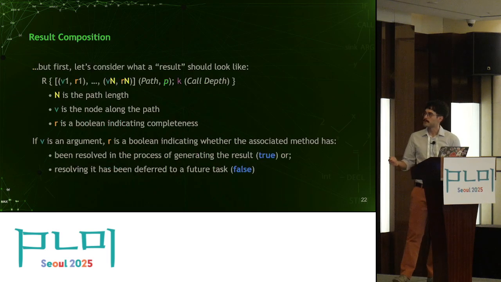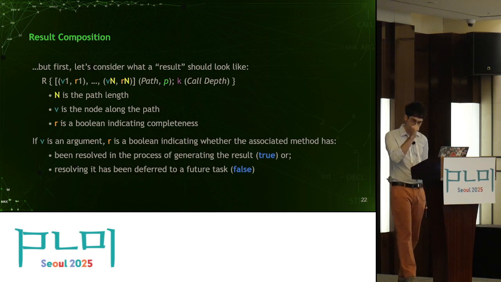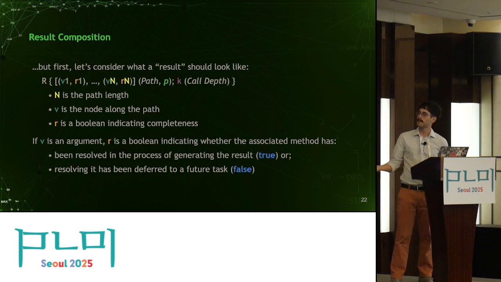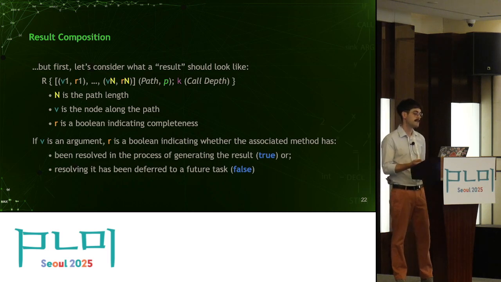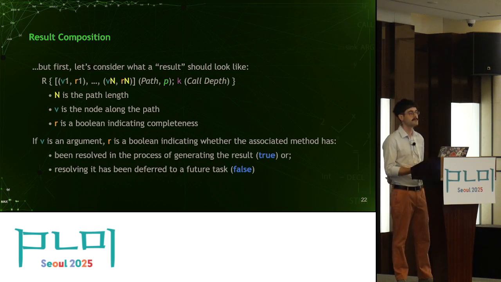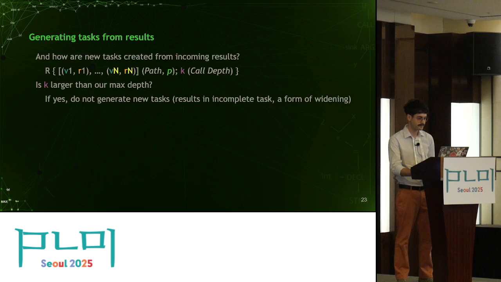Now, before solving any task, let's consider what a result looks like, as these results will create new tasks. So we have 2 main parameters, which are the path and the call depth of a result, and the path consists of a list of tuples, where n is the path length, v is the node, and a boolean indicates some sort of completeness. And this completeness is a boolean indicating whether the associated method of this node has been resolved in the process of generating this task, or resolving it has been deferred to a future task, which means that we'll essentially be creating new tasks from this node.